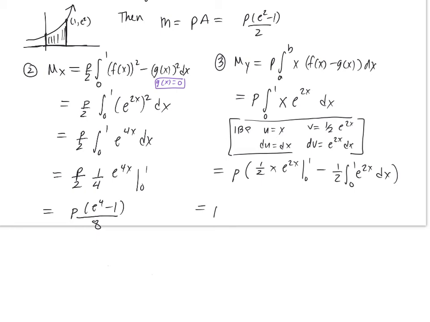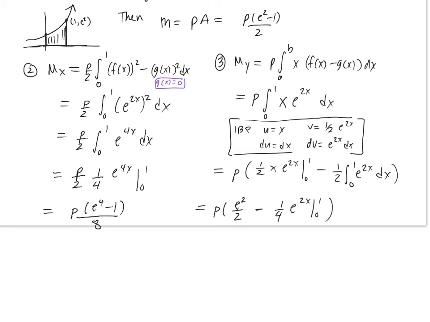Exactly. Okay, so first plugging in 1 and 0 into the first part of the integration by parts expression, I think I just get e squared over 2. Do you guys agree? Because plugging in 0 does give you 0 in that case, right? Okay. This is going to become a quarter e to the 2x evaluated from 0 to 1, right?